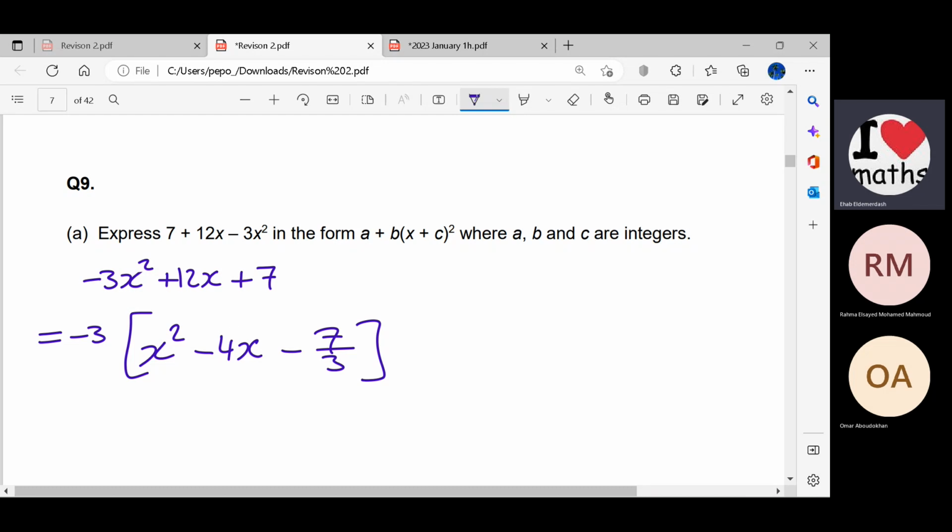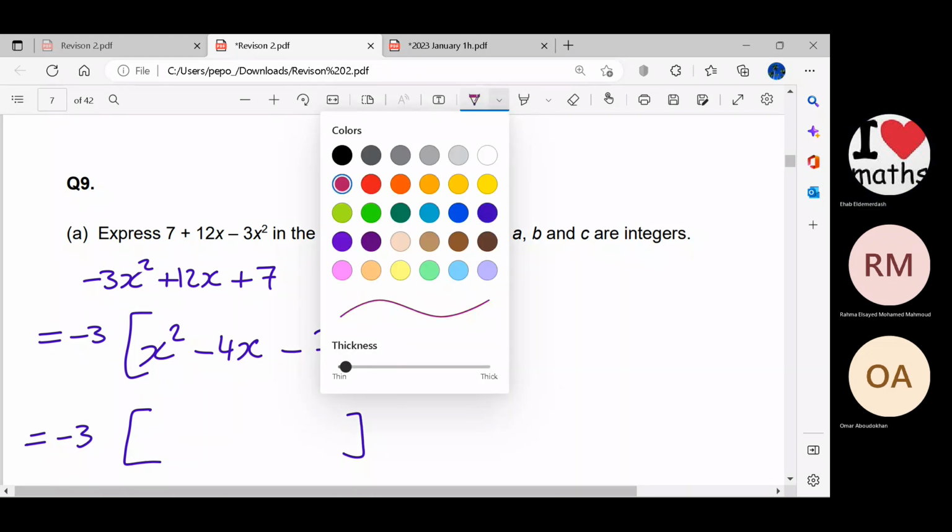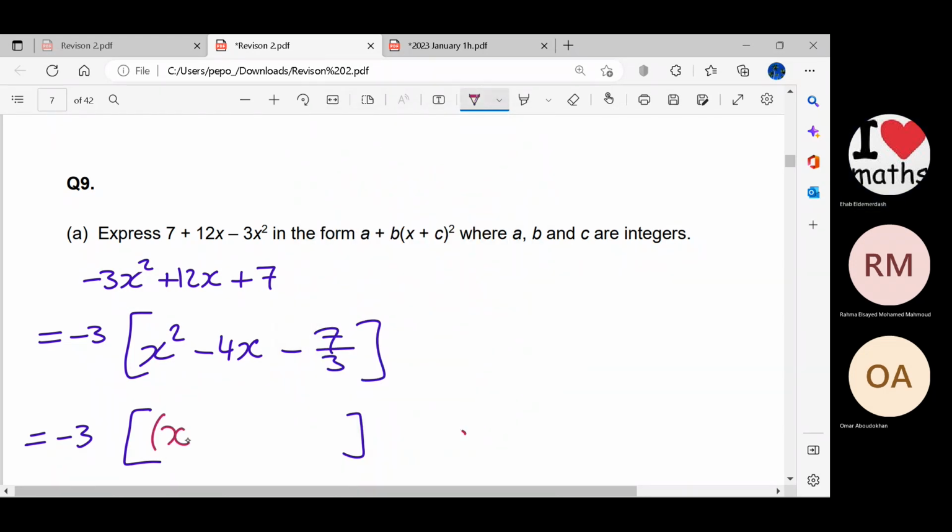What's my next step? I have to take the negative 3 outside. So we took the negative 3 out. What's the remaining? It's x squared minus 4x minus 7 over 3. Agreed? I get my answer as negative 3 outside. Now let's work inside. Let's play the game from inside. What should I do? x minus 2, there's no x here. I have to take the square root.